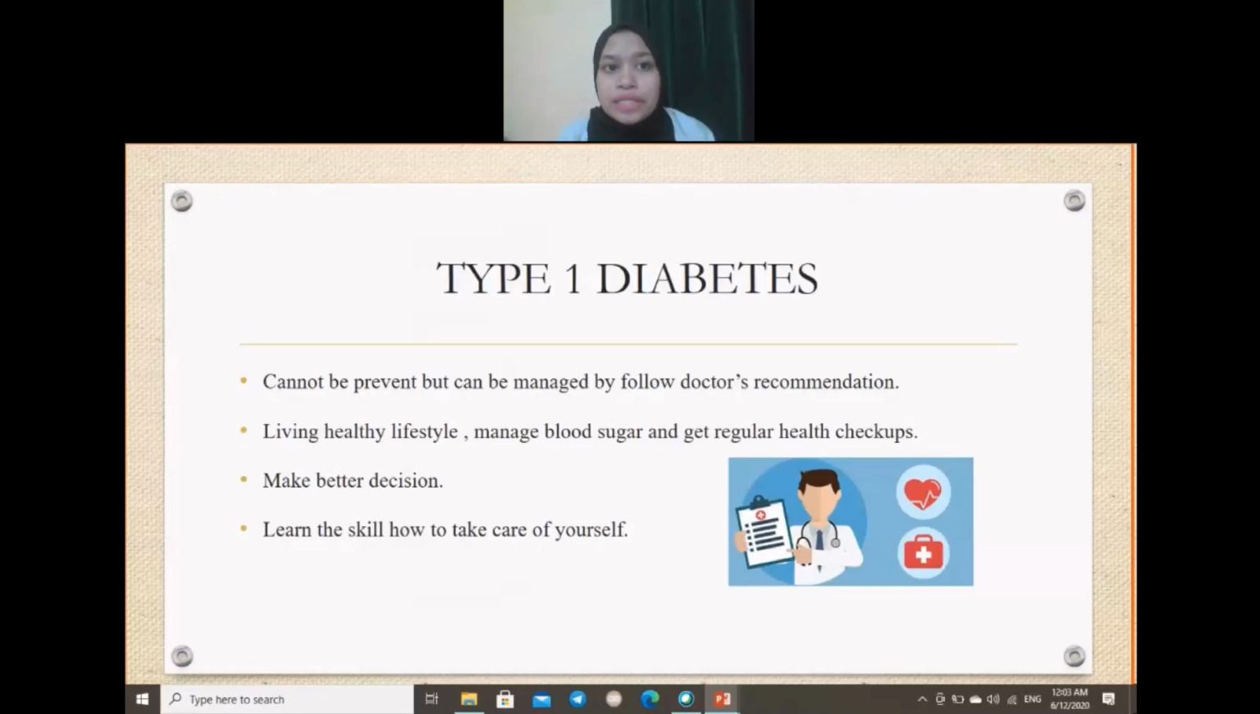You can make better decisions about your diabetes. You need to learn the skills on how to take care of yourself, such as eating healthy and always checking blood sugar.